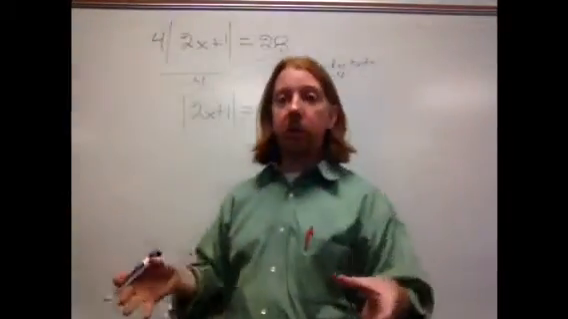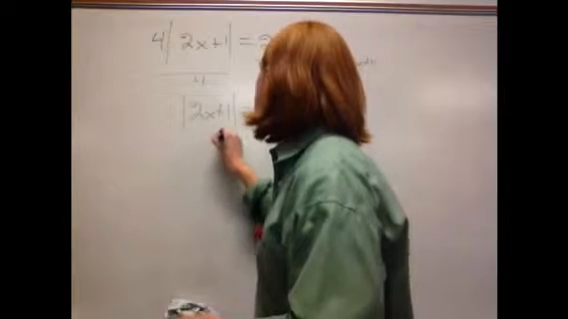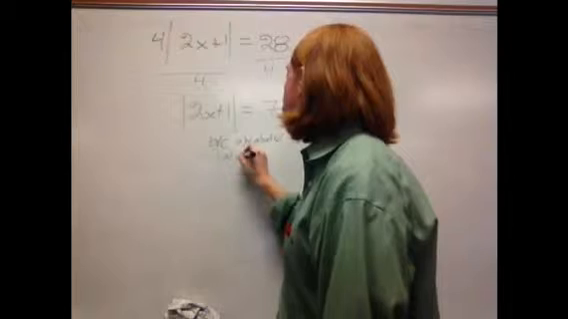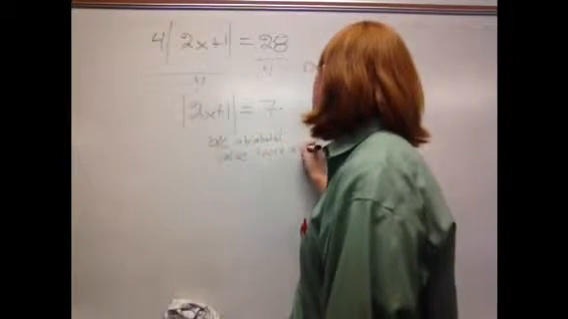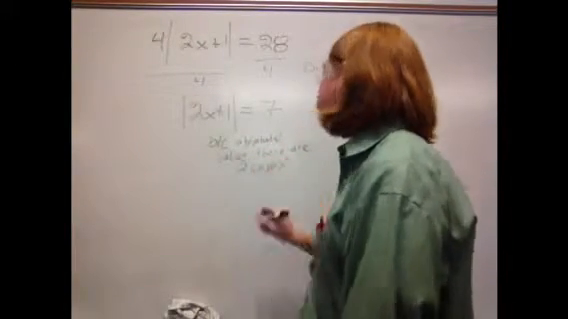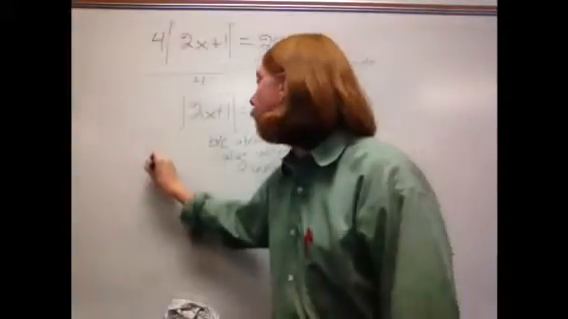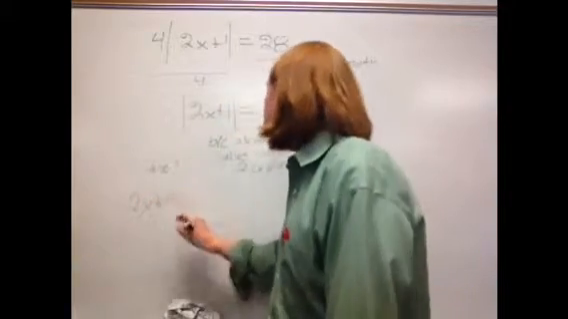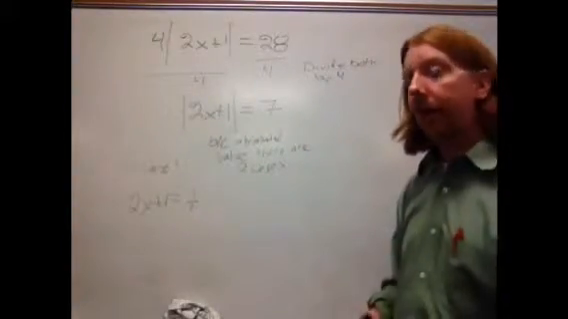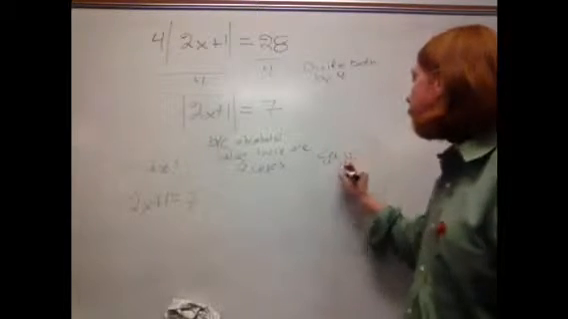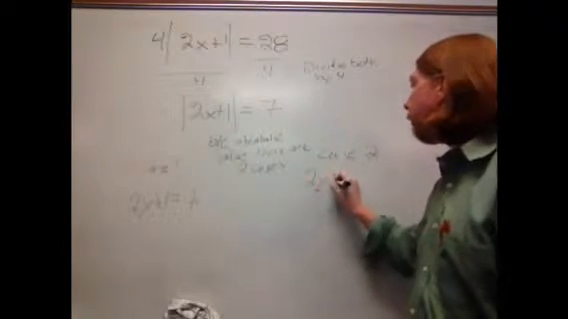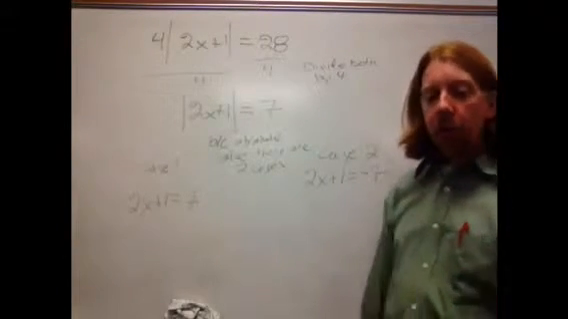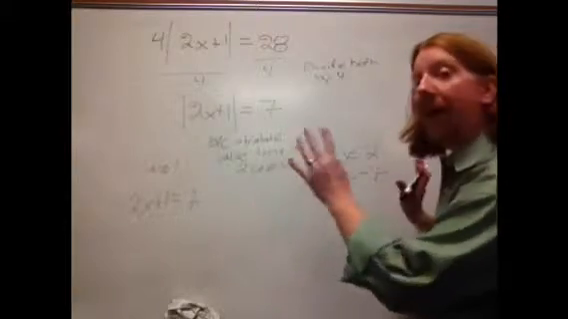Now I'm going to break it into the two cases. So because of absolute value, there are two cases. So now I'm going to write case 1. And that's the case where 2x plus 1 is equal to 7. And then I'm going to write case 2. And that is the case where 2x plus 1 is equal to a negative 7. I don't know for sure which is the true case. I do know that both are possible.